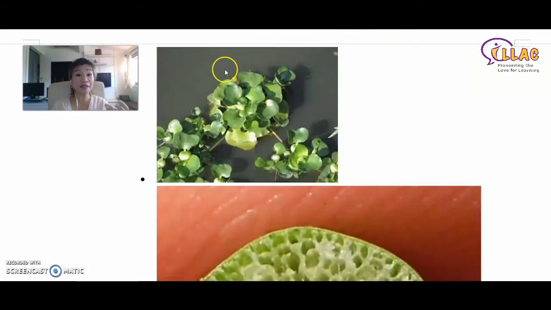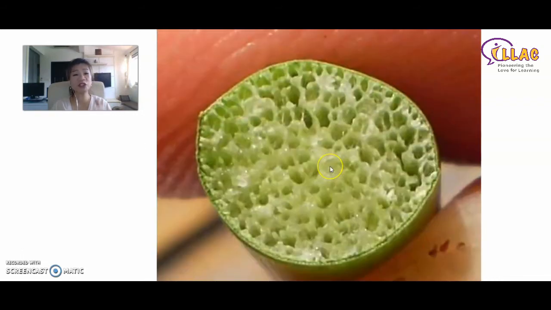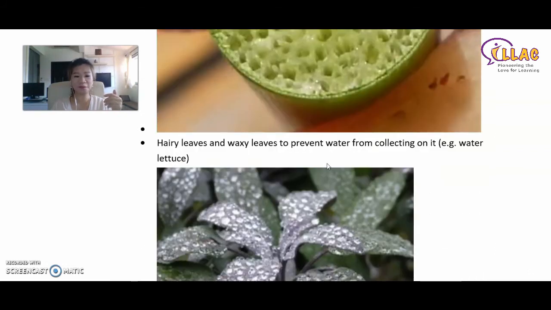How do they float? Why is it that they float? Why is it that they don't sink? It's because they are stalked. So imagine you cut the water hyacinth stalk in half. You will be able to see all these porous holes in between, and all these are air bubbles inside. Okay, air spaces. That's why they float.